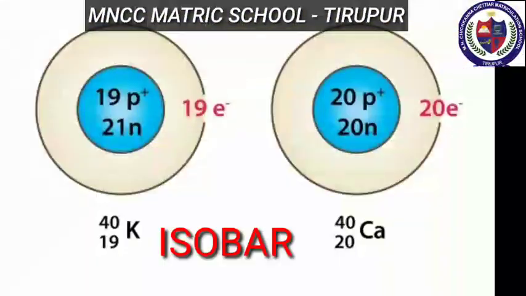Next we move to isobars. Atoms of different elements with different atomic numbers which have the same mass number are known as isobars. For example, let us consider 2 elements, calcium and potassium. They have different numbers of protons and electrons, but the mass number of both these elements is 40. It follows that the total number of nucleons in both of the atoms is the same.